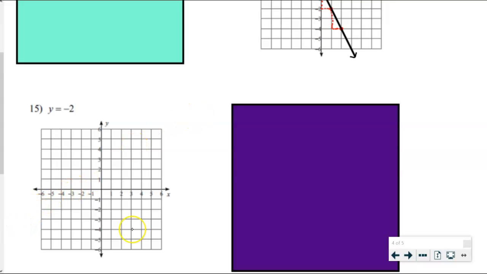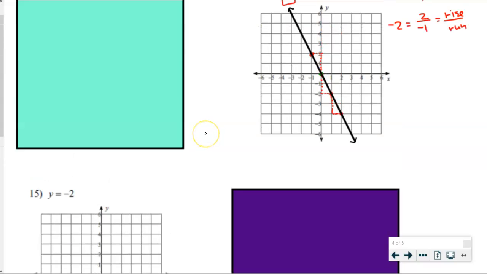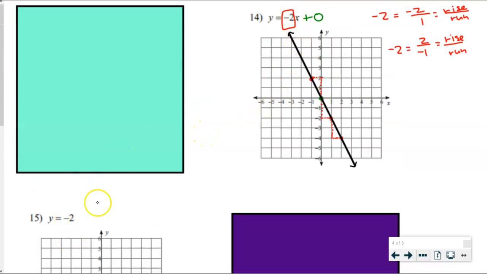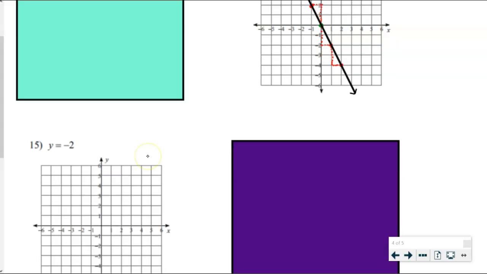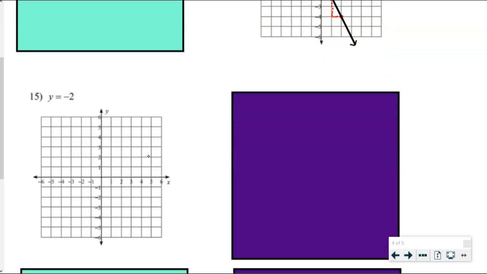Ready, set, go. Okay. Students in class have now finished. Now they're going to discuss. Were these the same line? No. What is different about this? Talk me through why this one was so different. Get me started, Danielle.